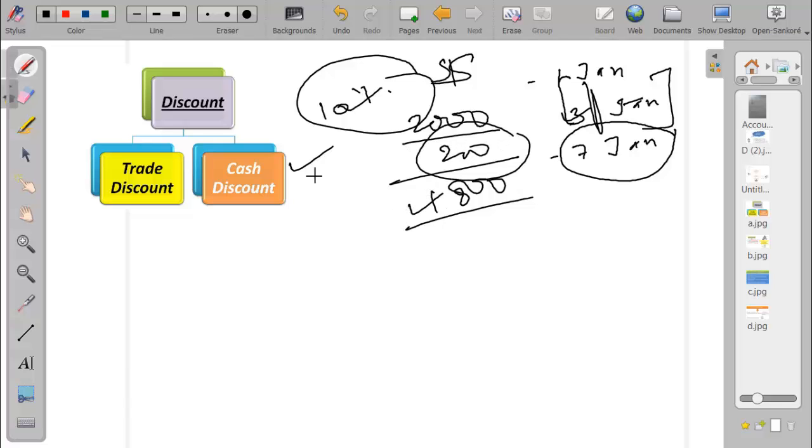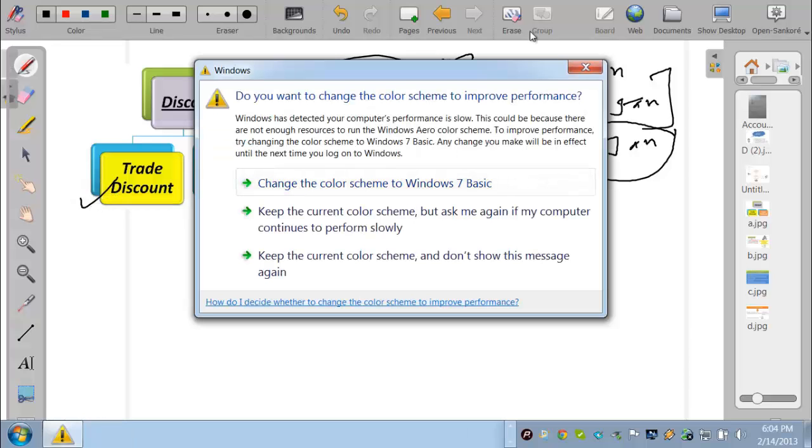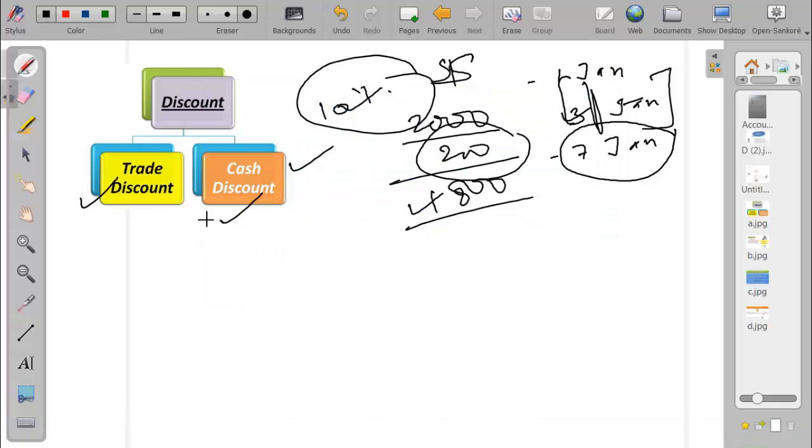Getting my point? Here the purpose of discount is what? To motivate the customer to pay promptly, early payment. Getting my point? Now see, two types of discount: trade discount and cash discount. Both are discount, no doubt, but the purpose is quite different. The purpose of trade discount is what? To motivate the customer to buy the product. And the purpose of cash discount is what? To motivate the customer to pay the amount as early as possible. This is the purpose. Understood?